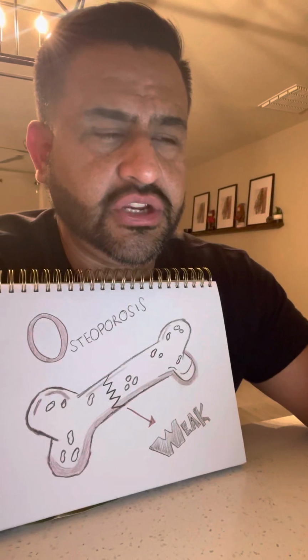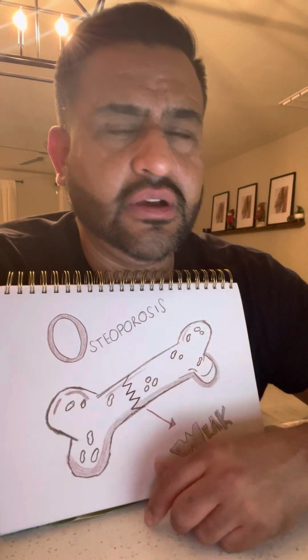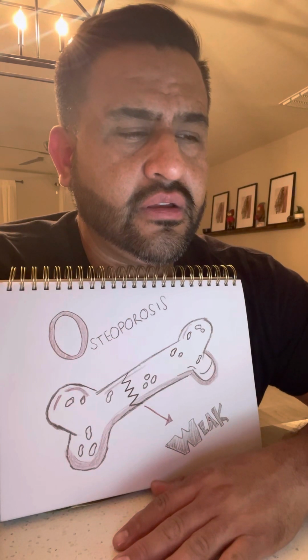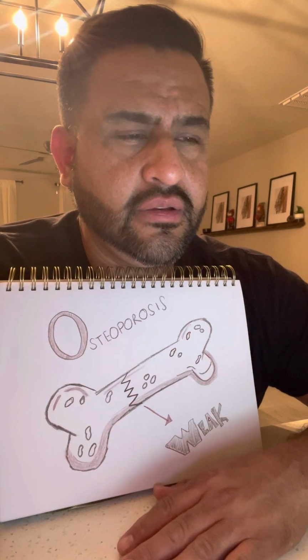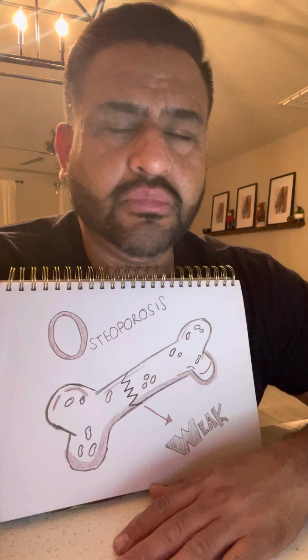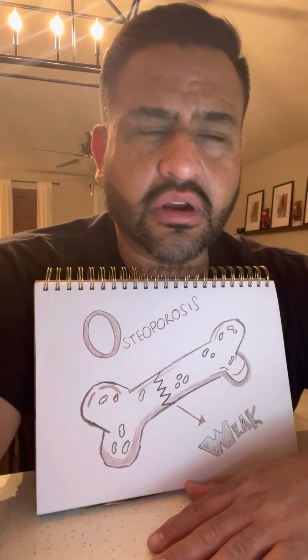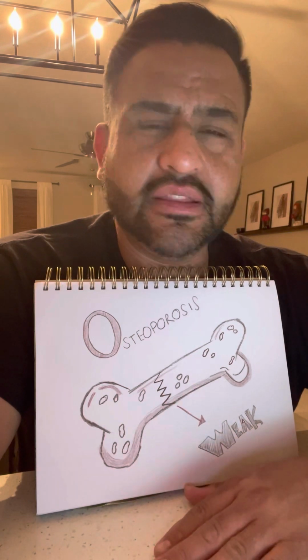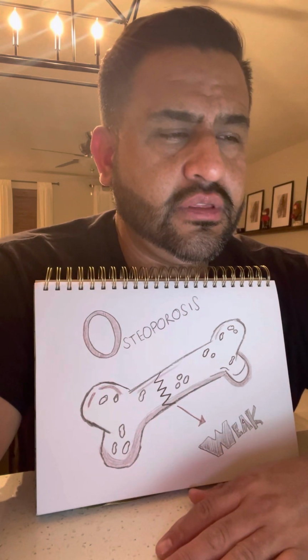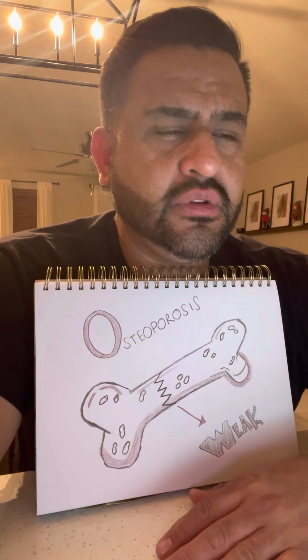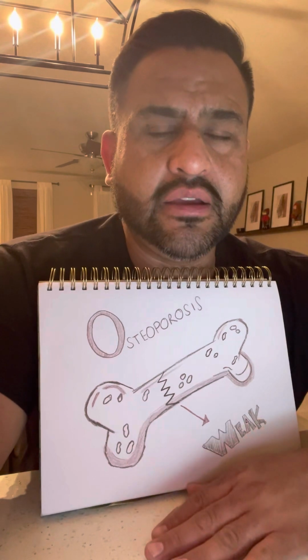The manifestations of this problem are pain, and bone fractures occur more easily. The person's height shrinks. There can also be a visible hump on the back.